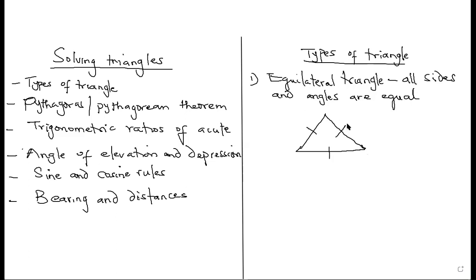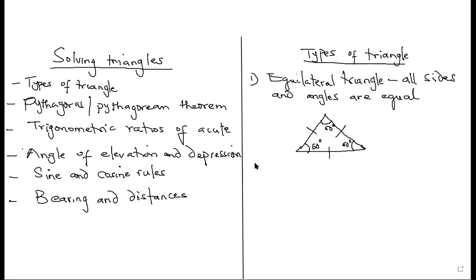When you see these lines drawn across the sides for all the sides, then it means that they are equal. And by implication, all the angles too must be equal. If all the sides are equal, all the angles must be equal. And because you know that the sum of angles in a triangle must add up to 180 degrees, then each of these angles must be 60 degrees. So we're not solving angles, but I just like to put that.